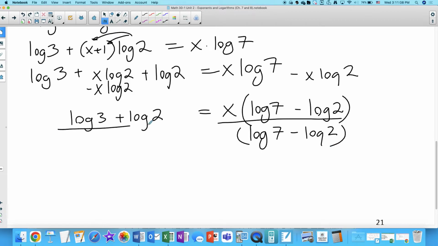Okay? So these cancel. And x is equal to that guy: log 3 plus log 2 over log 7 minus log 2. Now, just to save us some time, I'm not going to get the decimal approximation of that. You guys can punch that into your calculator yourself. Just make sure, again, that when you put it in your calculator, you have brackets around the entire numerator and entire denominator.